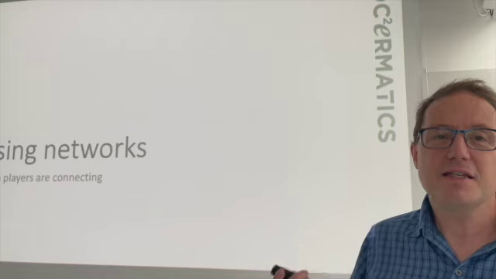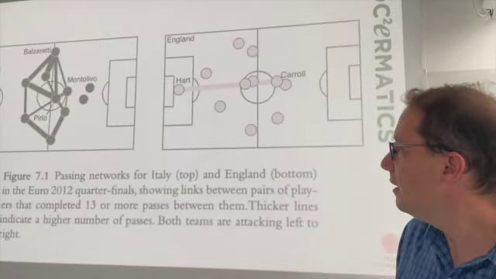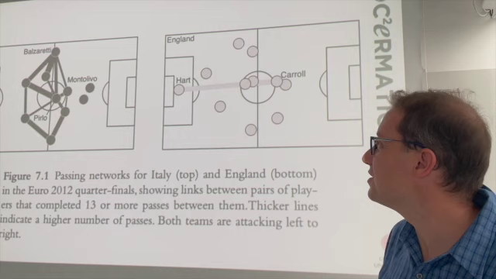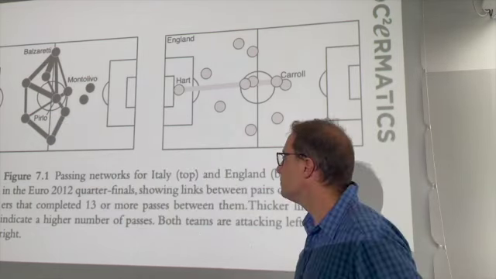So this allows us to see which players are connecting with each other. Again, I'm going to start with the Euro 2012. And I think these examples are old, but they're still very illustrative of a nice approach to this thing. Again, Pirlo is in the center here. And this is a passing network which shows the links between pairs of players who completed 13 or more passes between them during the match. So that's quite a high threshold for plotting passes. But this match was played over 120 minutes.